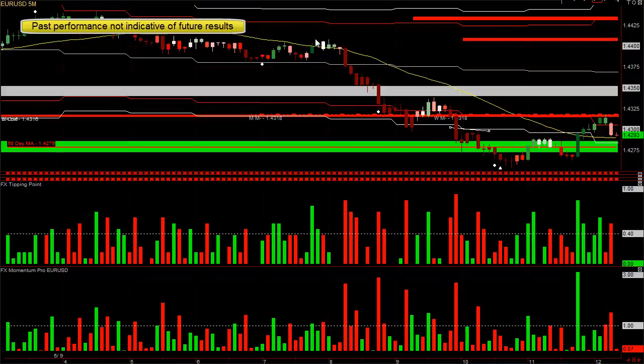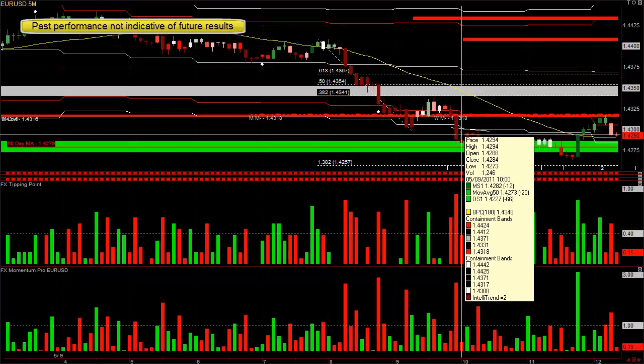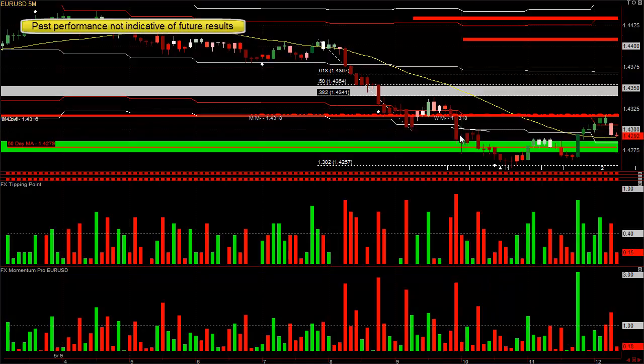I always recommend drawing your fibs on the first wave, and usually the fib target, in this case, to the pip, nailed the low. So if you got short somewhere around 21, out here at 94 with about 25 pips on the first half, and then you made another, it looks like 25 or so on the second half.